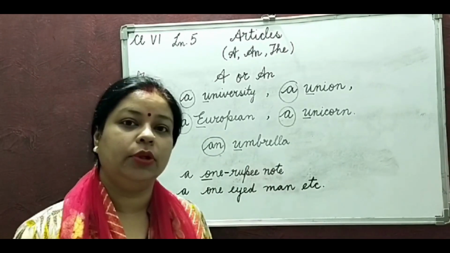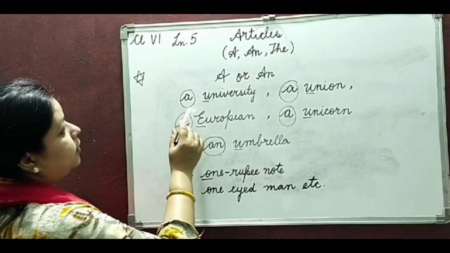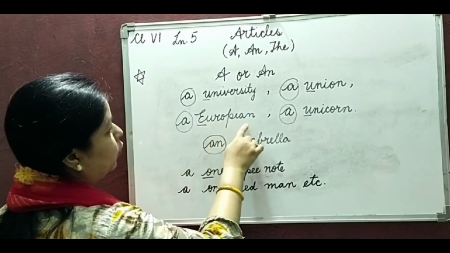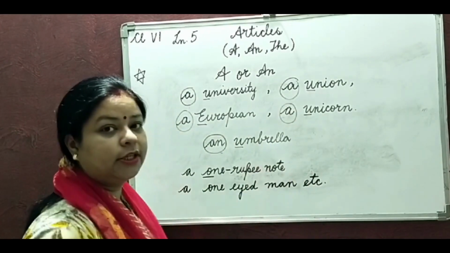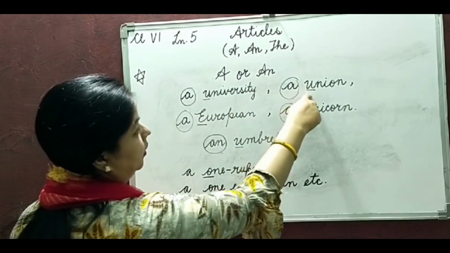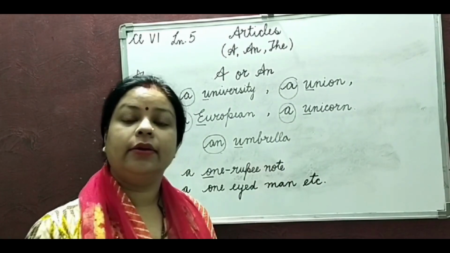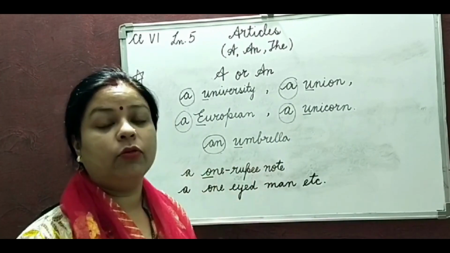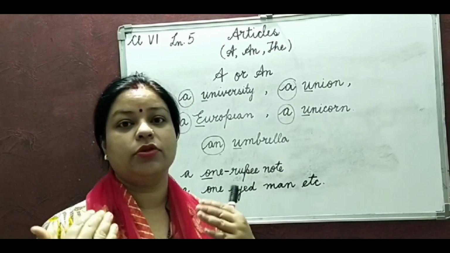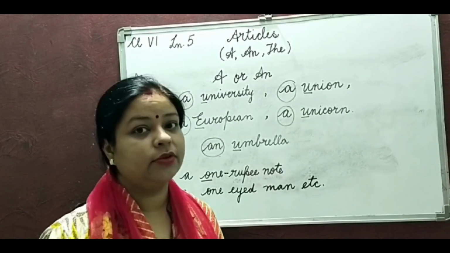So let us see some words that are commonly used with the article A. Here it is given: a university, a union, a European, a unicorn. You can see, children, that all these words start with a vowel letter. So please pay attention: though these are vowel letters, the words are actually not pronounced with a vowel sound. So the sound is very important here.